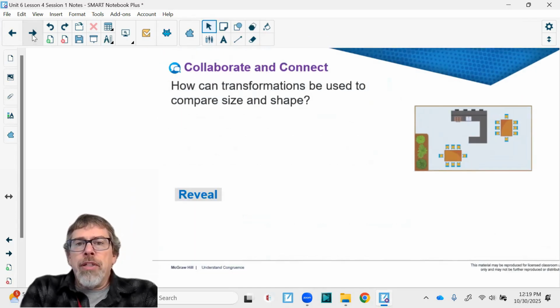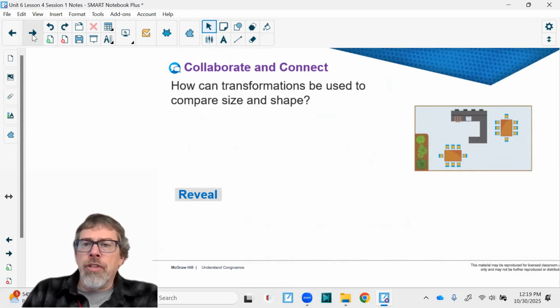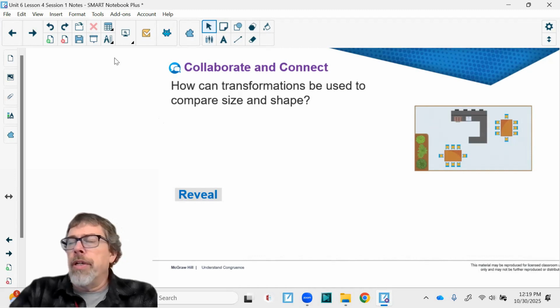So how can transformations be used to compare size and shape? Well, just like we did, you can transform a shape onto another shape and verify that it has the same length of sides and the same angle measures, which would give us the same size and shape. Okay.